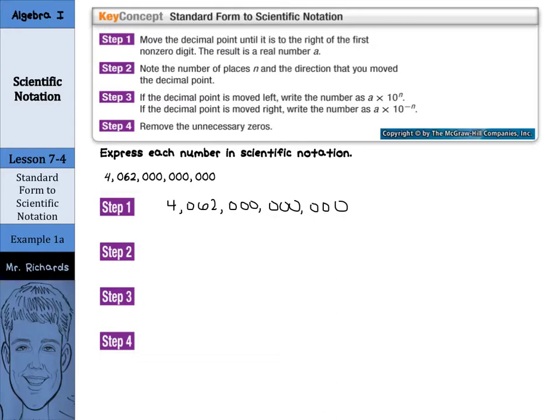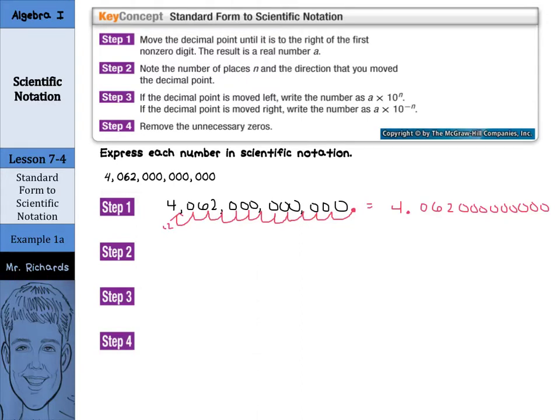So let's move the decimal point, which is right here for right now. And let's count as we do this. We're going 1, 2, 3, 4, 5, 6, 7, 8, 9, 10, 11, 12. So this is going to become 4.062000000, and I think another 3 zeros there. All right, and we moved it 12 times.